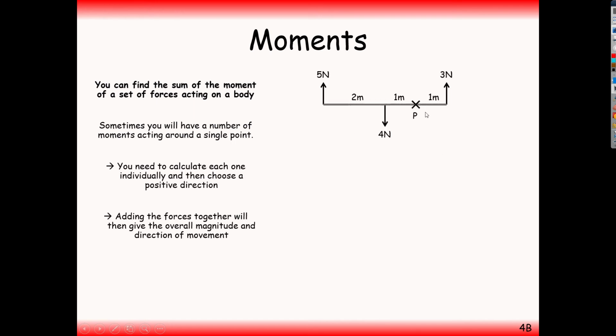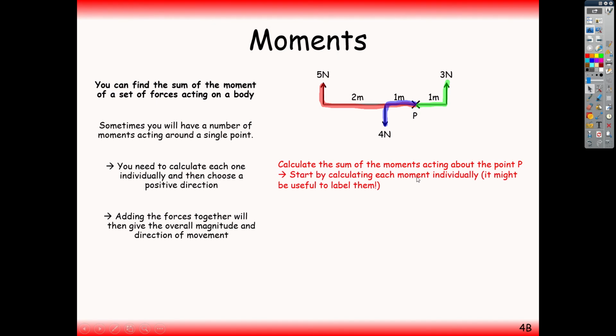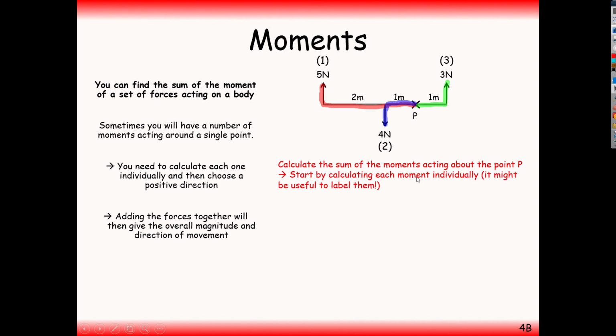You've got a pivot point down here at P, and then there's three separate moments acting around this particle, which I'm going to try my best to colour in with the mouse. So that one we're going to call number 1. That's the second one in the middle. And here's one as well. Okay, so we're going to label these up. We're going to calculate them individually and then sum them up.